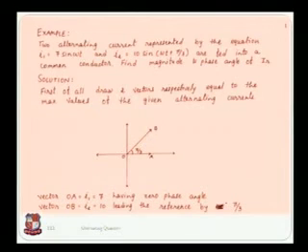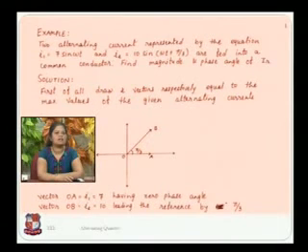This is another example. Two alternating currents are given to you: first I1, which is equal to 7 sin omega t, and I2, which is equal to 10 sin (omega t plus pi by 3), are fed into a common conductor. Find the magnitude and phase angle of the resultant. So using the same method you can find the resultant of these two currents.